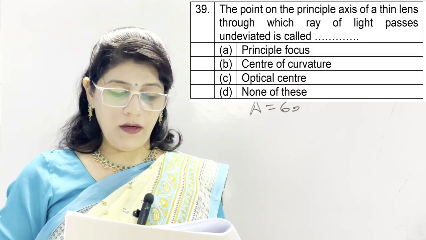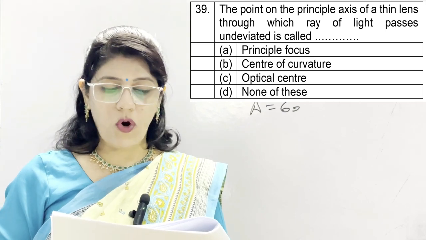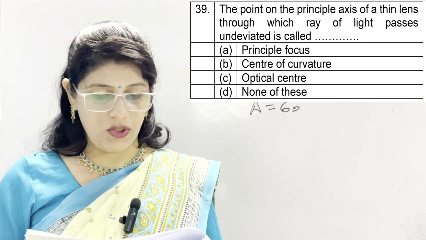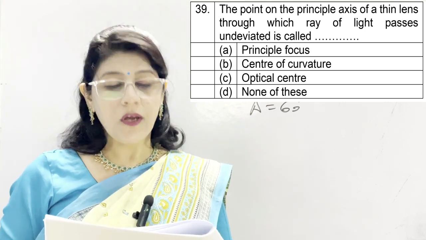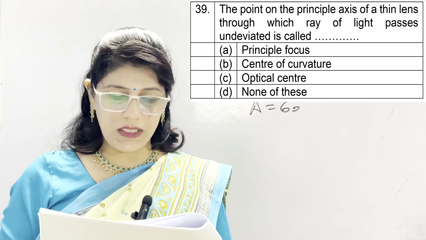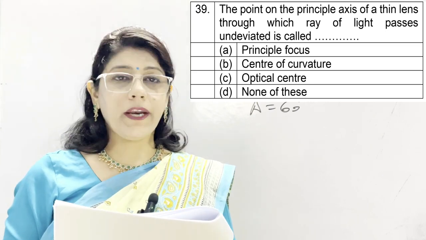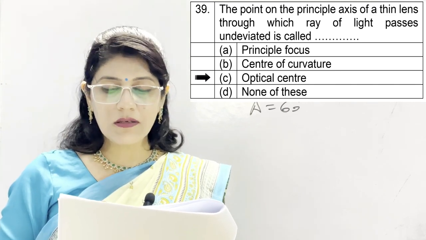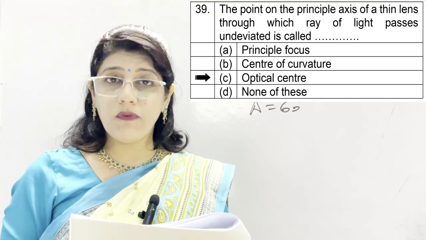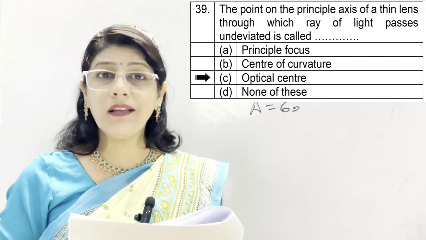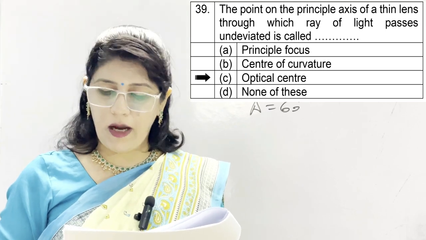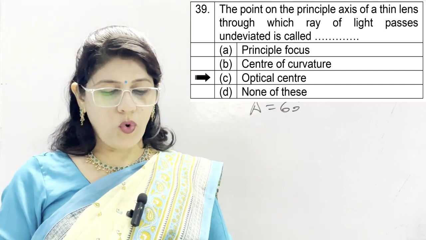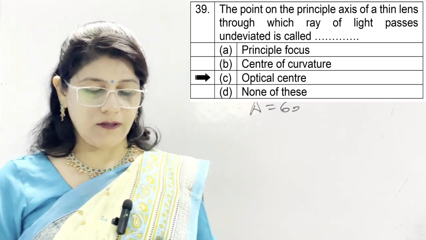Question number 39. The point on the principal axis of a thin lens through which ray of light passes undeviated is called. Option number A, principal focus, B, center of curvature, C, optical center, and D, none of these. Here the correct option is C, optical center. At the optical center, the ray does not deviate because the curvature of lens at the incident and the exit point are exactly opposite. So the deviation at first point is cancelled at the other end. So no deviation is possible at optical center.